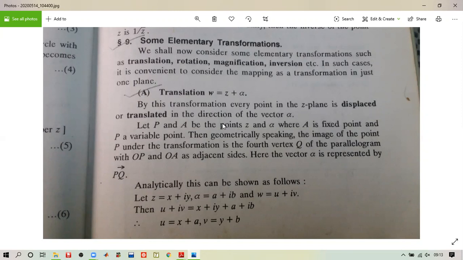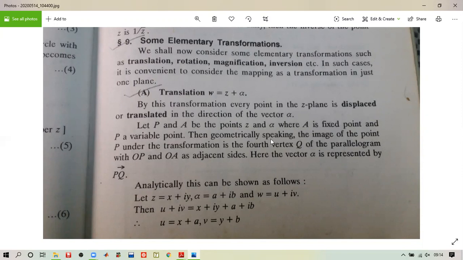vector alpha. For this, let us consider points P and A, the points z and alpha, where A is a fixed point and P is a variable point. Then, geometrically speaking, the image of the point P under the translation is the fourth vertex Q of the parallelogram with OP and OA as adjacent sides, where the vector alpha is represented by vector PQ.